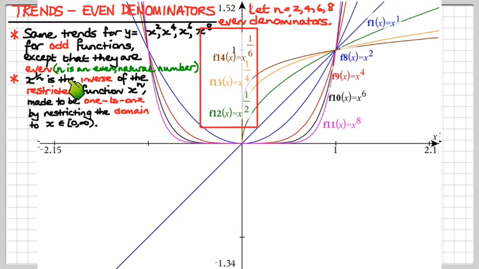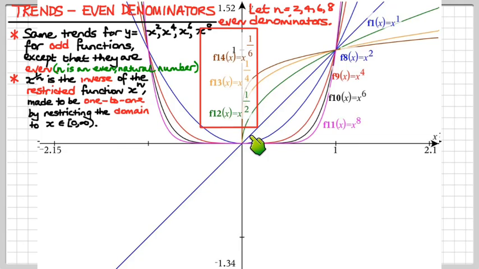So what I'm trying to say is that x to the 1 over n is the inverse of the restricted function, x to the n, because I've had to make these restricted functions 1 to 1, because x squared, x to the fourth, x to the sixth, and x to the eighth are many to ones, right? You check out with the horizontal and vertical line test, you'll see they're many to one. So they don't have inverses, right? So if I want to get inverses happening, I've basically got to restrict the domain, and we restrict the domain to 0 inclusive up to plus infinity.